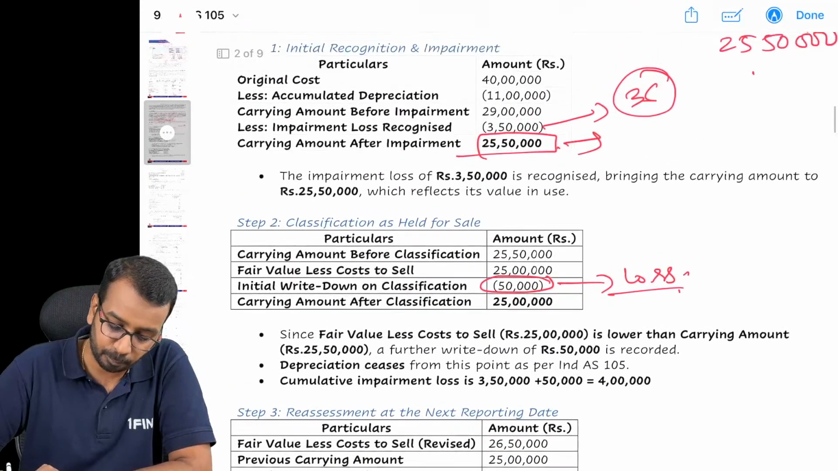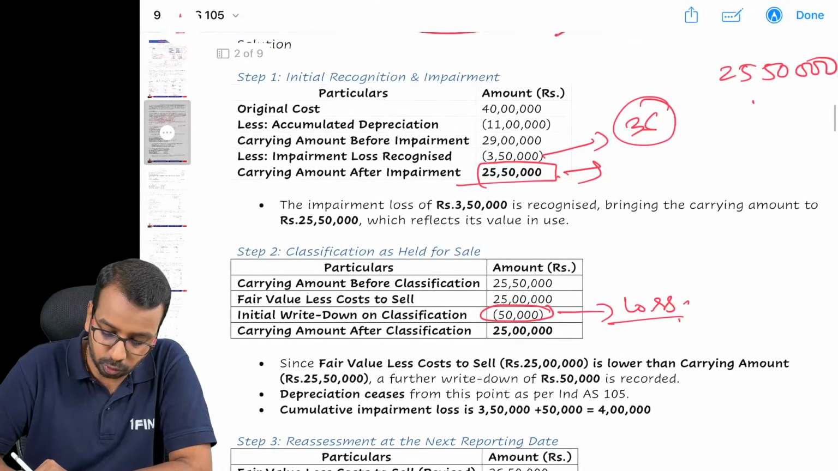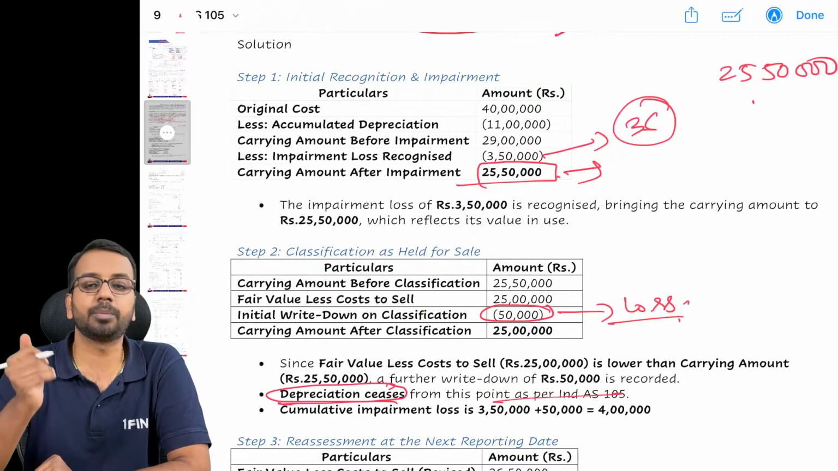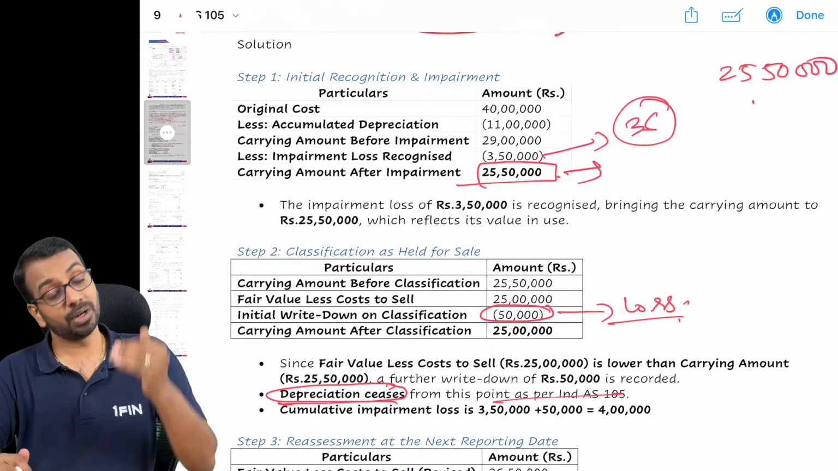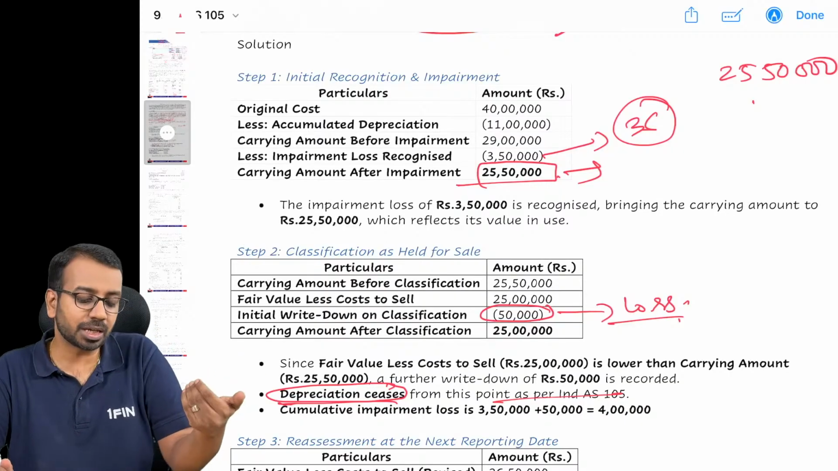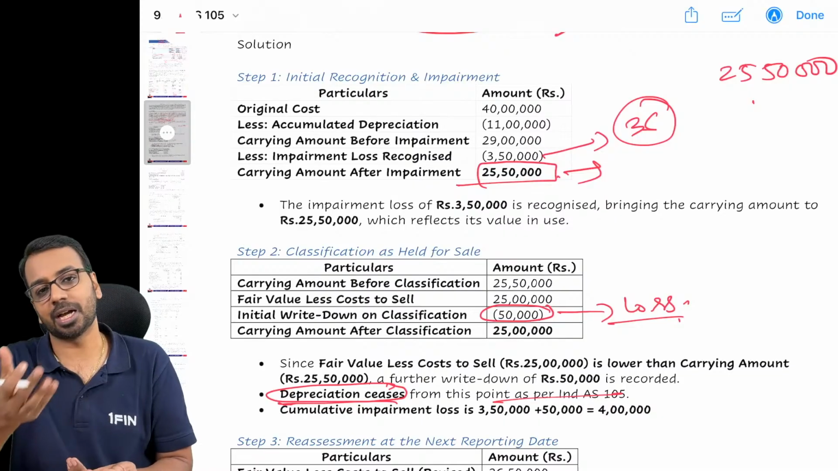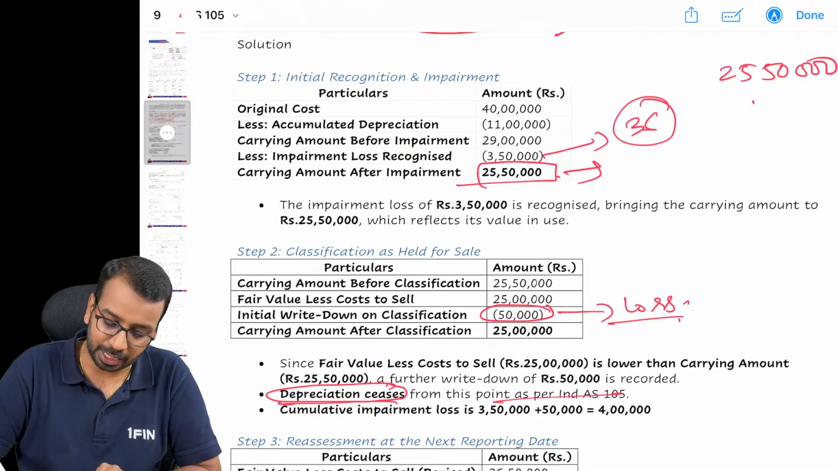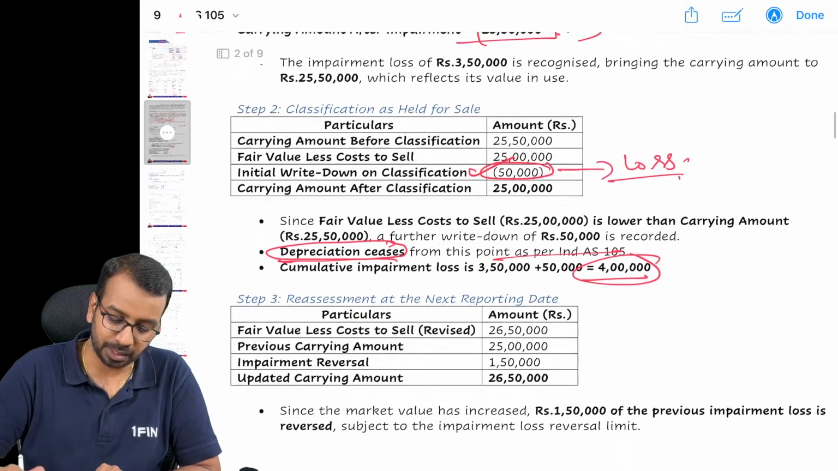Then, once you classify something as held for sale, depreciation will not be charged any further. We will see, if an asset is impaired, we will continue to charge depreciation. But if an asset is held for sale, what are we saying? We are not using it. If we are not using it, there is no question of charging depreciation. And total impairment loss, 3,50,000 plus 50,000 becomes 4 lakhs.